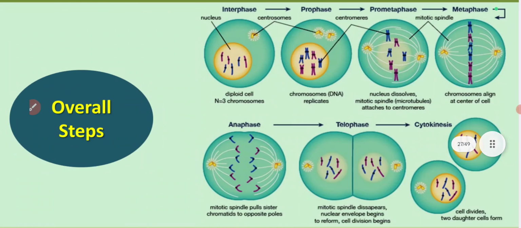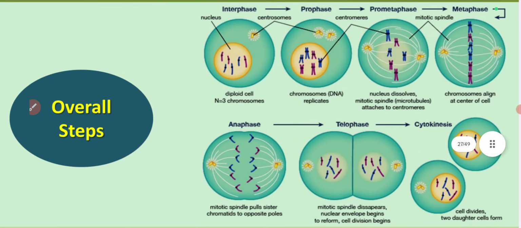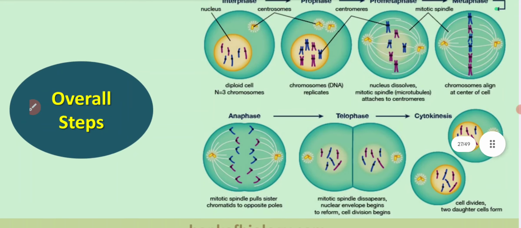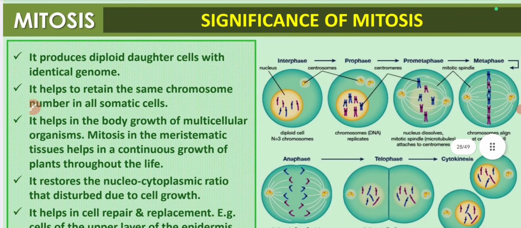Here are the overall steps. You can see interphase, how the nucleus divided, the centrosome is also present, prophase, prometaphase, metaphase, and then anaphase, telophase, cytokinesis. These are the overall steps of mitosis. Now coming to the significance of mitosis.